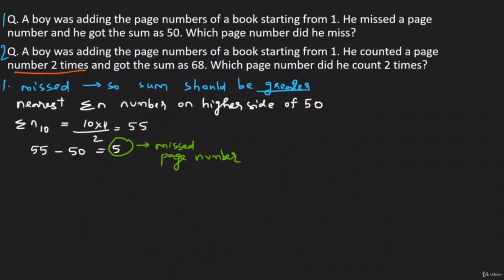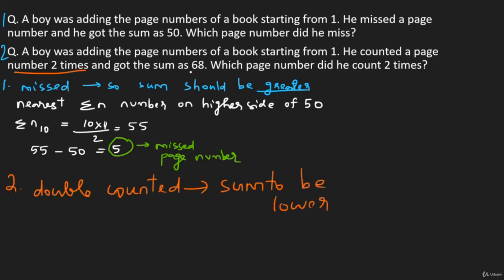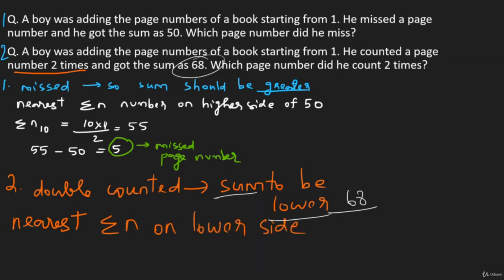Let's try to do the next question. In this case, it's mentioned that he has double counted some page, right? So, he got the answer as 68. Therefore, the actual sum should be lower than 68, right? It will be lower than 68 because he got 68 by counting some page number 2 times. Alright, now, therefore, we need to find the nearest sigma n number on the lower side of 68.